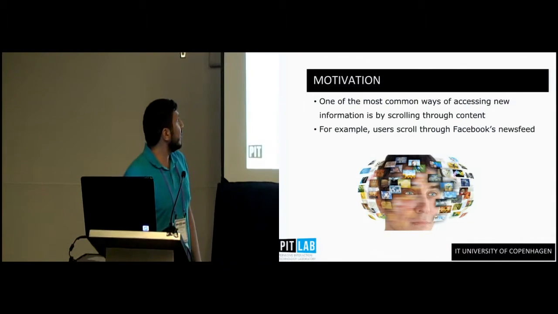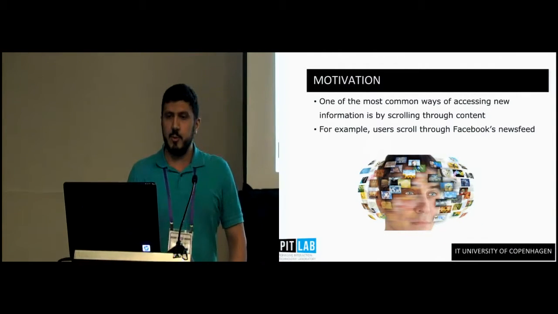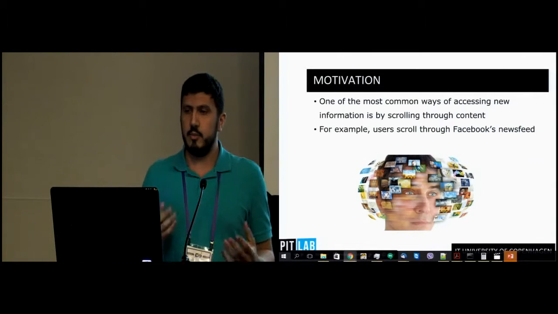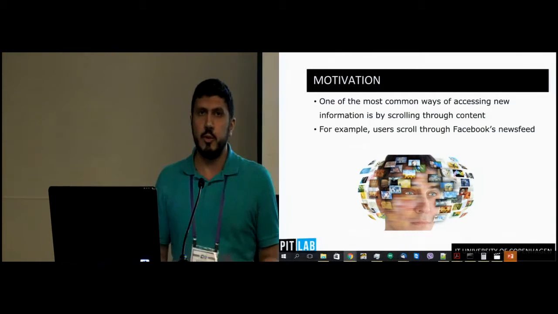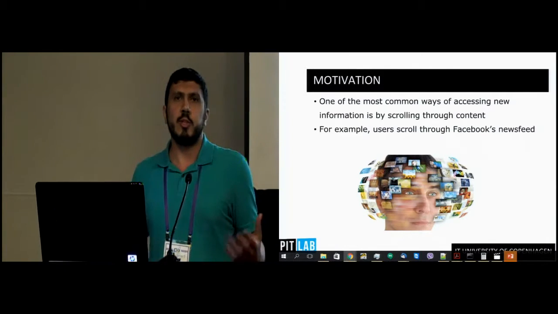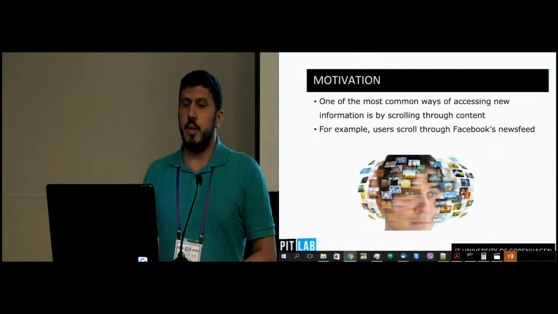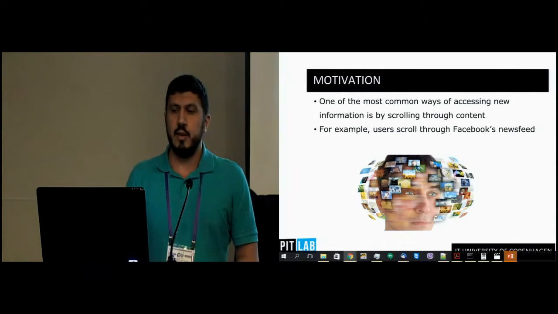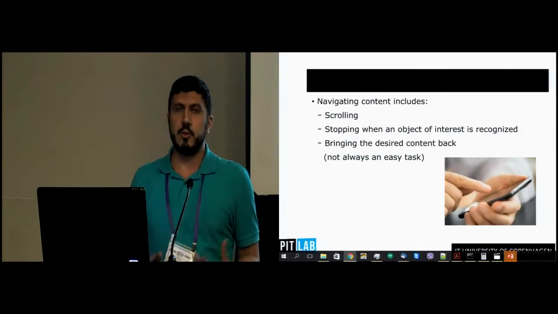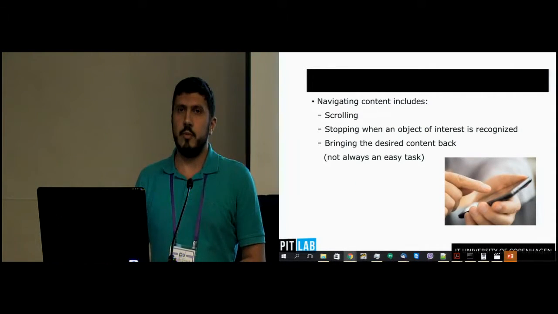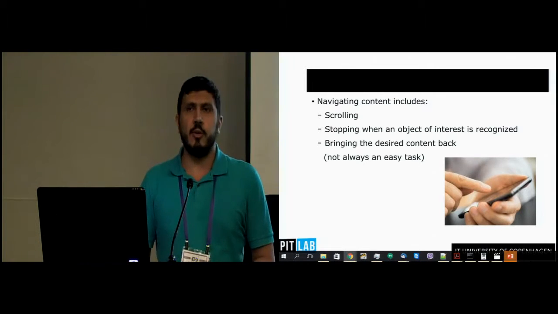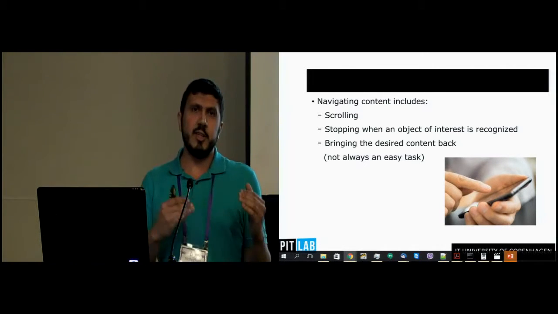All right, so the thing is, one of the most common ways to interact with the web and to access new types of information is by scrolling. So for example, on Facebook, on Twitter, whatever, you usually scroll through news feeds, and that's how you see new content. And once you are performing these scrolling movements, whether it's with the mouse on a desktop computer or whether you're swiping on the phone, you go through three subtasks.